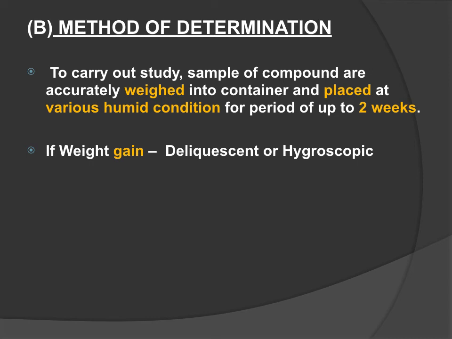If there is a weight gain, it means the powder took water from the atmosphere, and its weight became 5.5 instead of 5. It means the powder is hygroscopic or deliquescent. If there is a weight loss, it means the powder lost water. Of course, if the powder loses water, it will lose it in the dry atmosphere. If the powder gains water, it will gain mainly in the very humid weather.